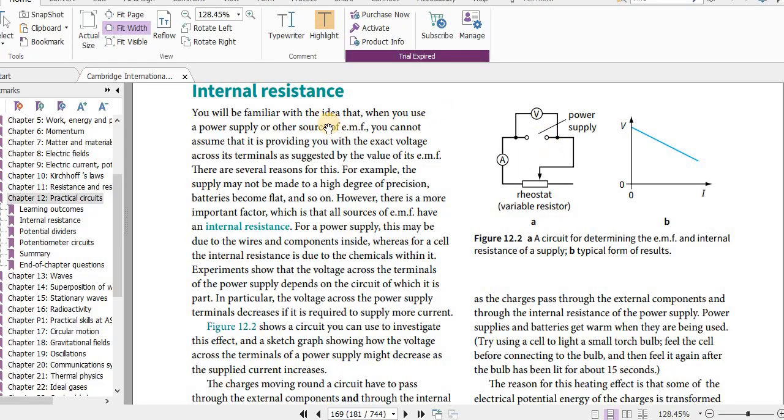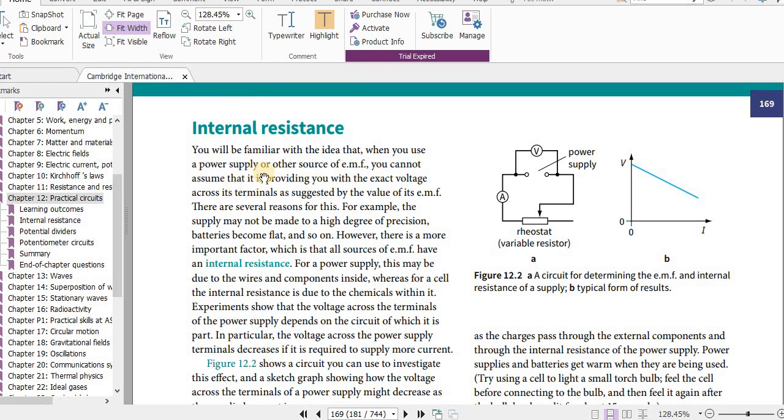You will be familiar with the idea that when you use a power supply or source of EMF, you cannot assume that it is providing you with the exact voltage across its terminals as suggested by the value of its EMF. There are several reasons for this. For example, the supply may not be made to a high degree of precision. Now that can be another reason, and we will see how we can get it equal to the EMF.